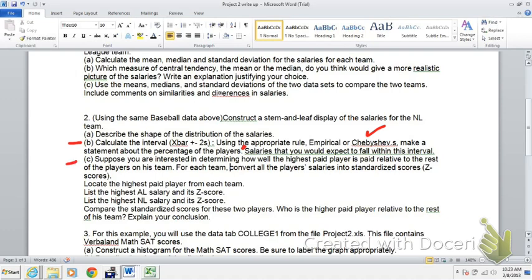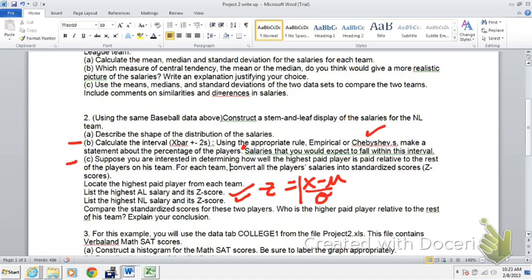In part C, suppose you're interested in determining how well the highest paid player is paid relative to the rest of the players on the team. For each team, convert all the players' salaries into standardized scores, Z-scores, and locate the highest paid player from each team. So basically, you list the highest AL salary and its Z-score, and the highest National League salary and its Z-score. The big thing is you have to remember that Z equals X minus mu over sigma.